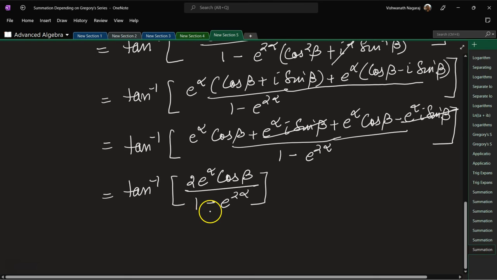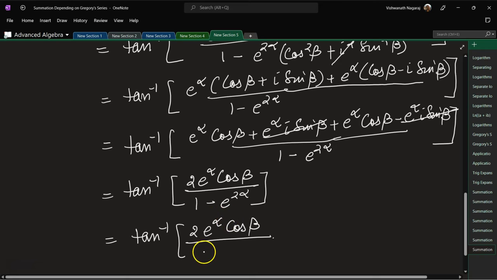Now this is where the tricky part comes in. You have to remember that in the denominator, if we get e to the power of an angle minus e to the power of minus the same angle, we get some kind of identity. We can proceed further. So how do we convert this 1 into e to the power of something? So tan inverse of 2e to the alpha cos beta by, now here what we are going to do is take out e to the power of alpha.